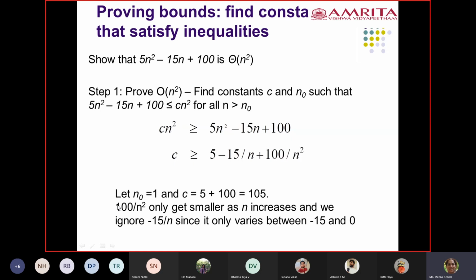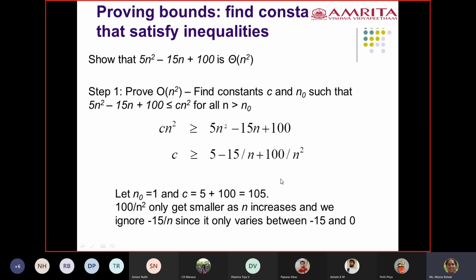Why? Because I have taken a case that n is going to be 1. If n is more than 1, obviously the maximum value of 100 by n square is 1. It is going to be less than 1, right? And if I keep n as more, then this term is also going to be less than 1.